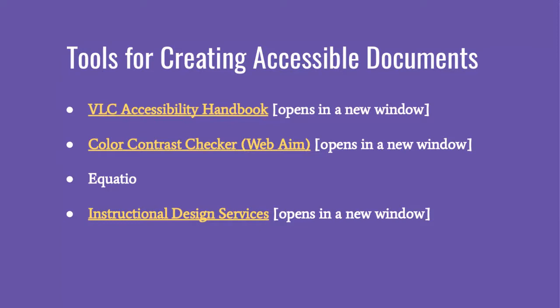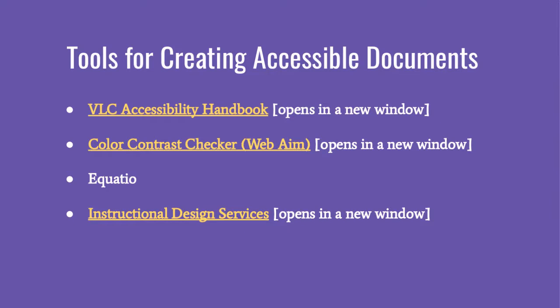Okay, so we have the VLC Accessibility Handbook. If you go to the Virtual Learning Community that's housed through the North Carolina Community College System, there's a handbook that actually goes through how to make anything accessible, from PDFs to Excel documents to Word documents, etc.